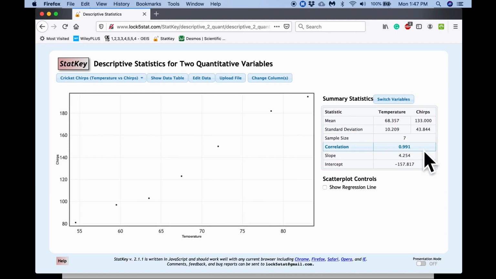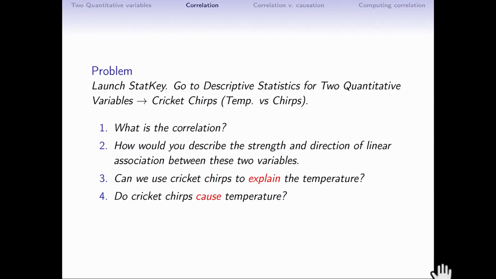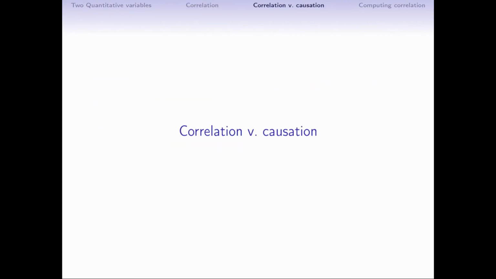0.991. And this is to just reinforce this idea that we talked about in our fun facts about correlation, that the correlation is in fact a symmetric quantity. So the correlation between temperature and chirps is the same whether I have temperature on the x-axis or whether I have chirps on the x-axis. It doesn't matter. It's a symmetric quantity. Okay, that's enough to be said about this. That concludes this example.